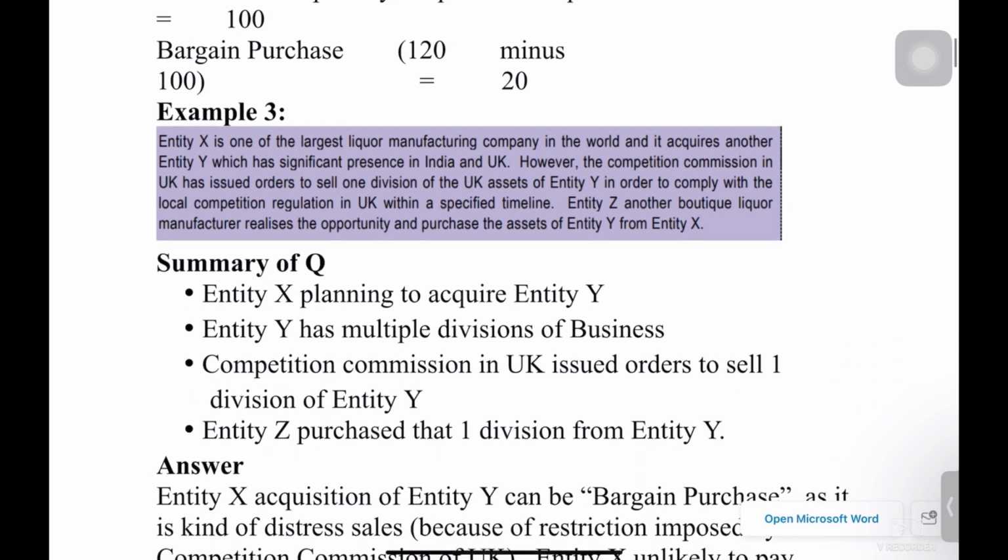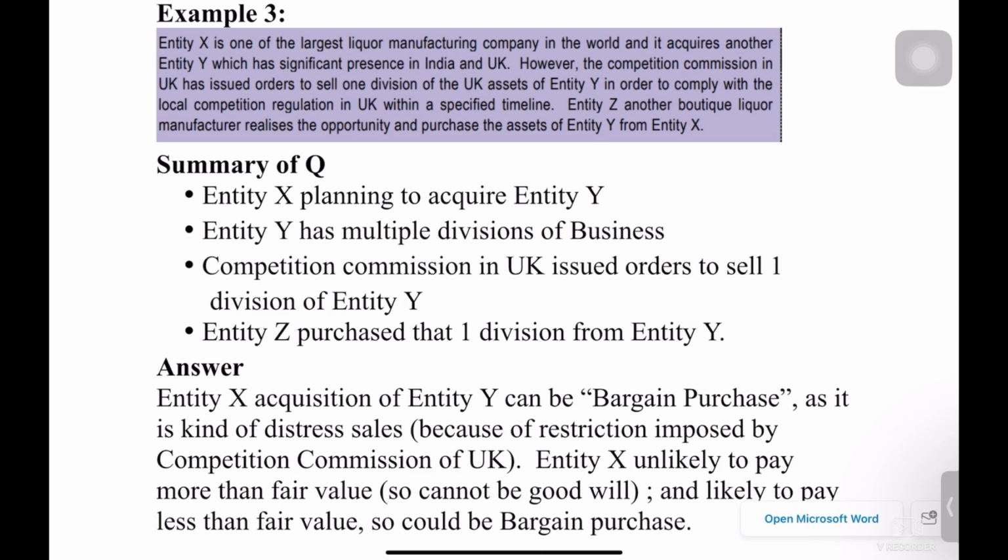Okay, then we'll go through one more example. Please read this example, and I've given the summary of the question. Entity X is planning to acquire entity Y in this example, and entity Y has multiple divisions of business. The competition commission in the UK issued an order to sell one division of the entity in order to contain the competition, and entity Z ultimately purchased that one division from entity Y. So this is the situation. Here we'll assess whether there will be goodwill or a bargain purchase in this example.